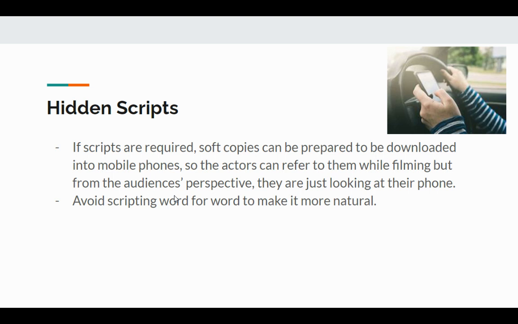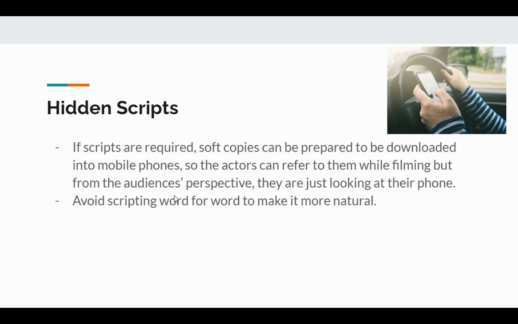Okay, hidden scripts. I'm not sure if a lot of you know that actually sometimes when people film, they do not memorize what they're saying because they are actually reading the script out from the phone. But to an audience, they would just see that you're just scrolling through your phone while talking. So it will be quite good for those people who are in the film. They would not need to memorize so many words. And from the audience's perspective, they're just looking at the phone. The audience doesn't know what's going on, and the audience doesn't know the script.